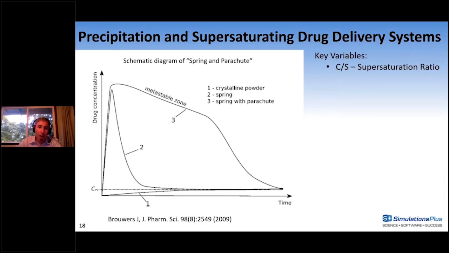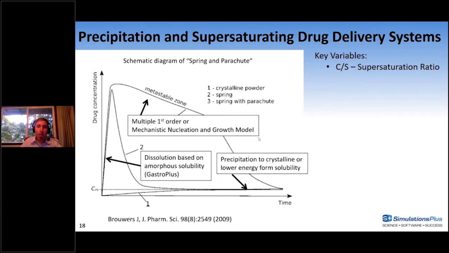If you're talking about an amorphous formulation, we can model that in GastroPlus by assuming we have a two-form solubility model now in GastroPlus, where you can look at the dissolution based on the amorphous solubility all the way up to the metastable zone where it'll stay supersaturated for a given period of time based on the excipients in the formulation and how those excipients reduce crystallization.